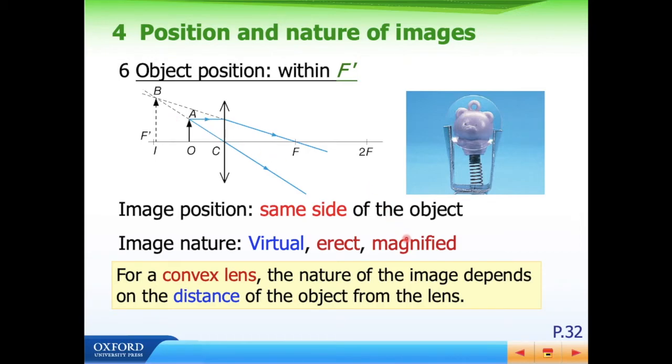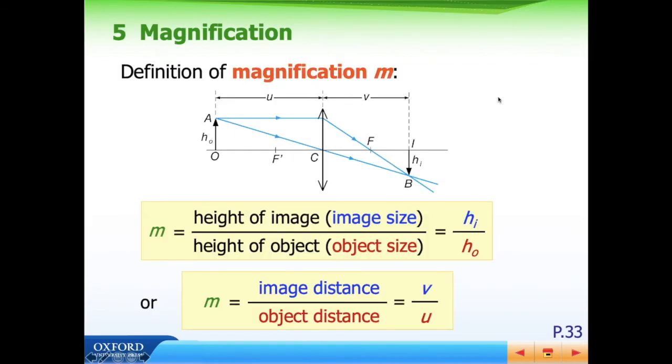Now notice here that we are using a dashed line to indicate that this is a virtual image. And also, we use a dashed line here to extend our light rays or refracted light rays. Now, in conclusion, class, for a convex lens, the nature of the image depends on the distance of the object from the lens.